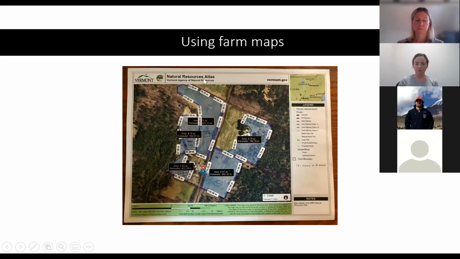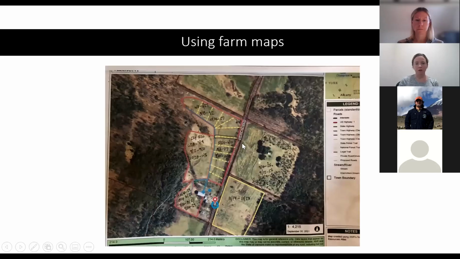The Natural Resources Atlas is a great way to measure out the acreage of your fields and perimeters as well. So here's their farm with all the different pastures measured out in acreage. And then an example of how to write in just the dates of either where you're planning to go when, or what you actually did, as well as writing in important dates like clipping or haying.